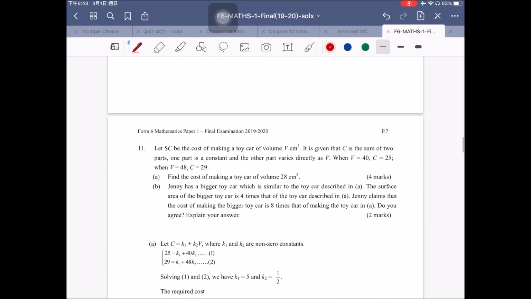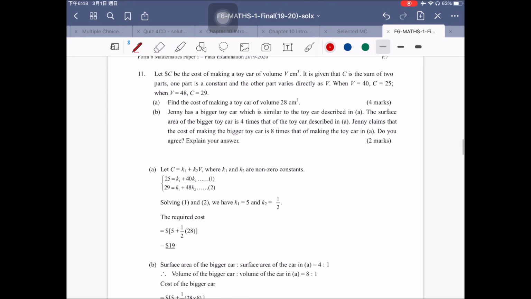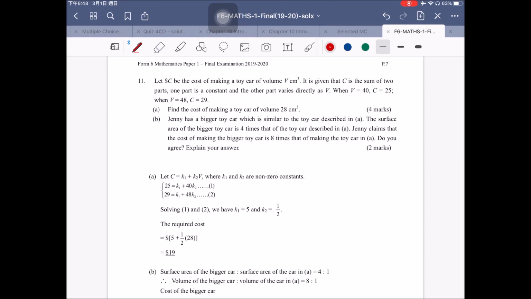Okay. Question 11. The volume is two parts. One is constant and one varies as v. Okay. You have this model, and then you put back the values. You get two equations, and then you find out k1 and k2. Once you find out the k1 and k2, you put v equals 28, and then you find the required cost is 19.